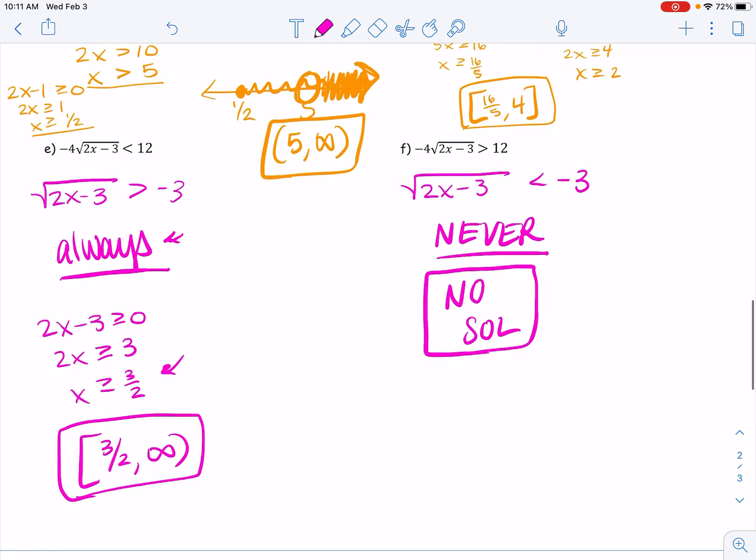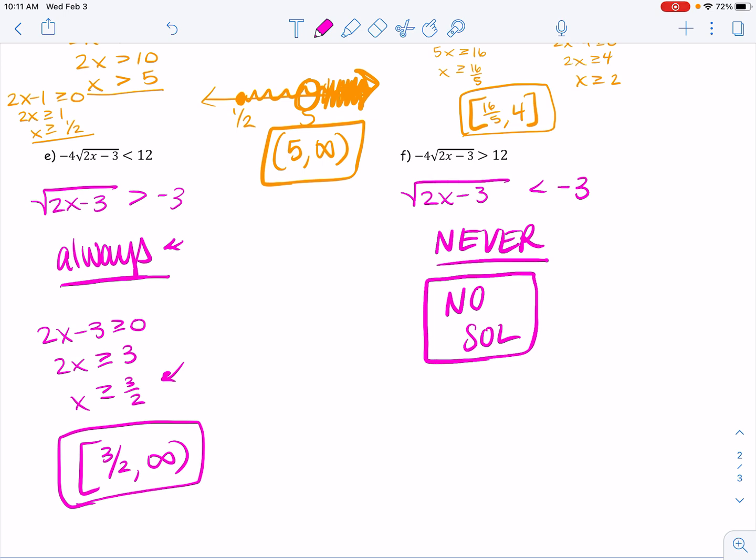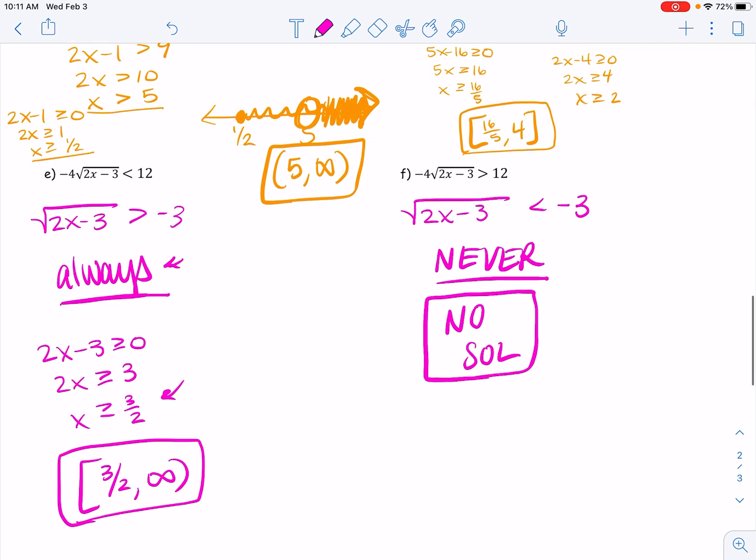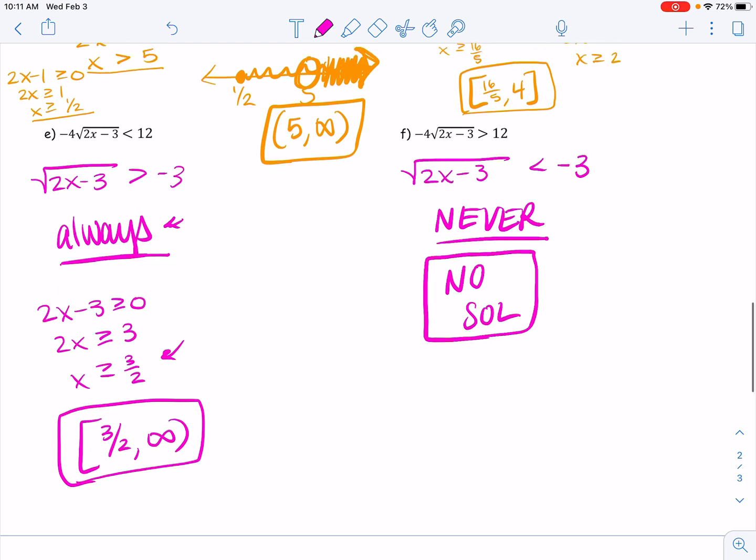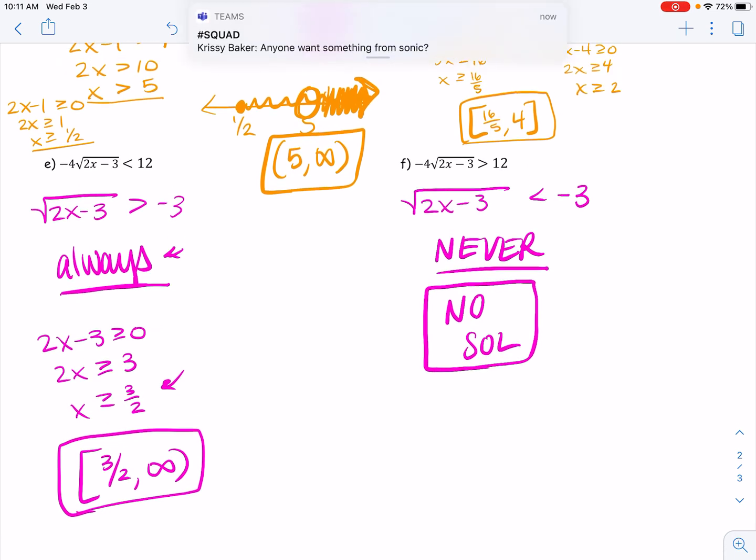So you need to be careful when you're working with square roots, when you have it greater than or less than a negative number, because it could be something like E or it could be something like F, and you don't want to do all the math and it just be something like that.